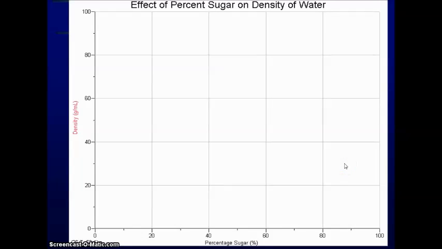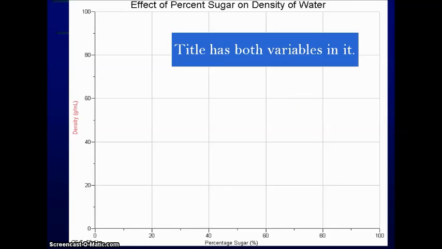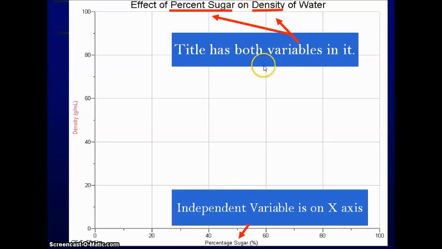Back to our graphing. Let's say we were making a graph of Joe's experiment here. We've got the effect of sugar. Notice we put a good title in there. We've got both variables listed. We've got the percent sugar as our independent variable and the density as our dependent variable. And notice we've plotted them on the correct axis.